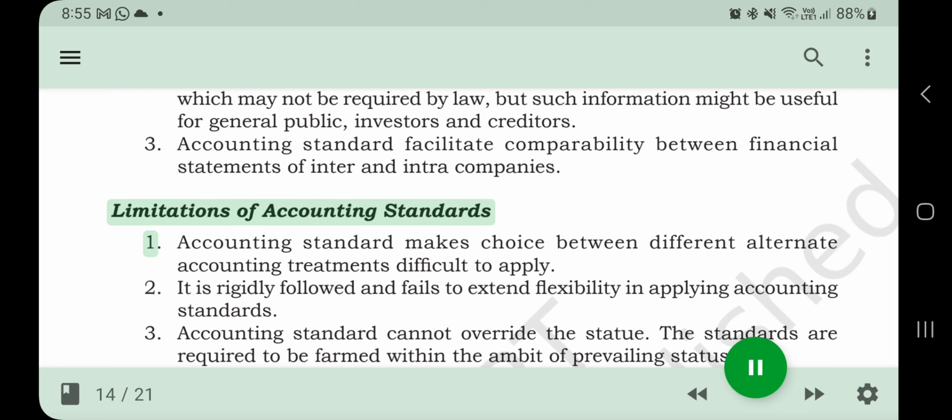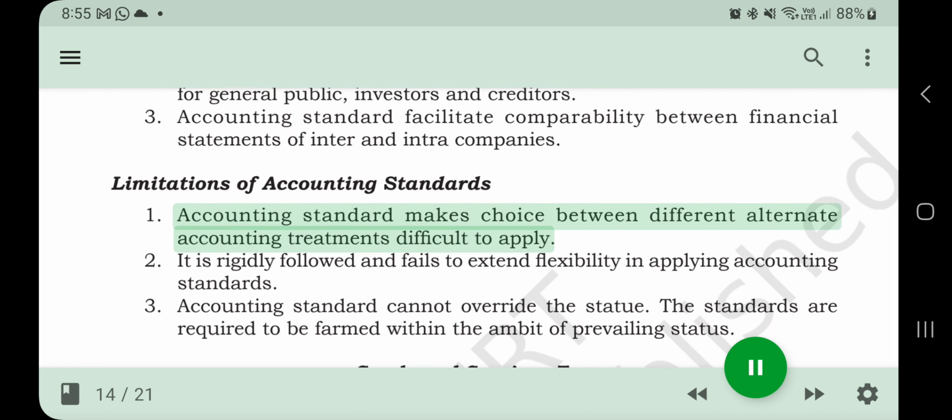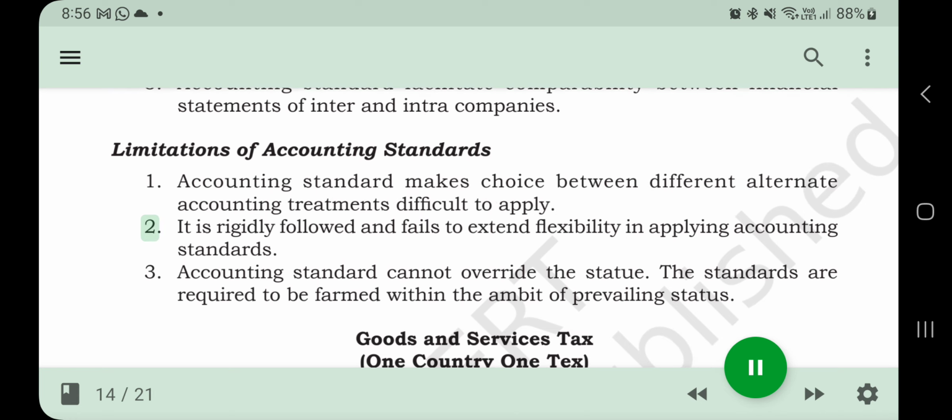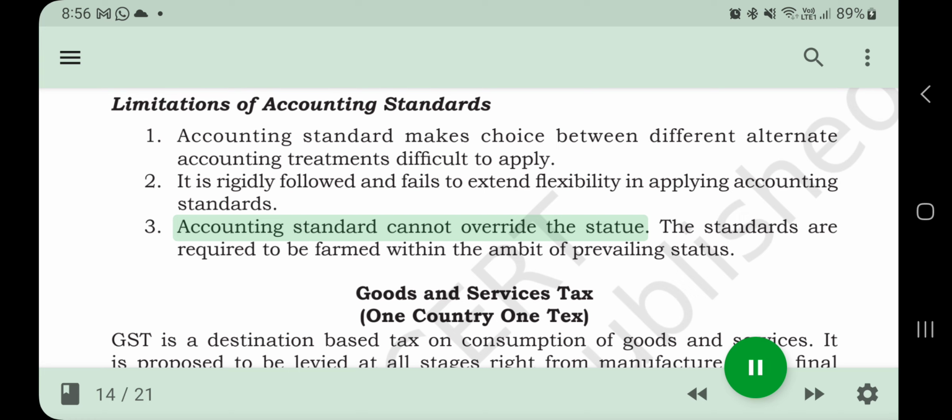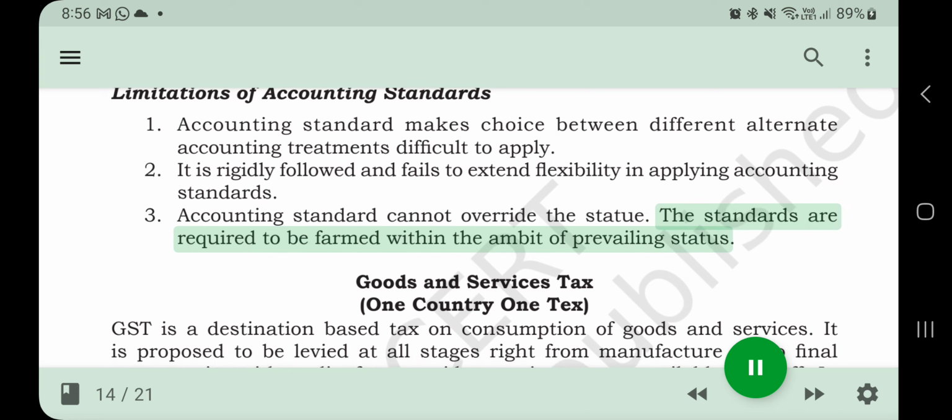Limitations of Accounting Standards. 1. Accounting standards make the choice between different alternative accounting treatments difficult to apply. 2. They are rigidly followed and fail to extend flexibility in applying accounting standards. 3. Accounting standards cannot override the statute. The standards are required to be framed within the ambit of prevailing statutes.